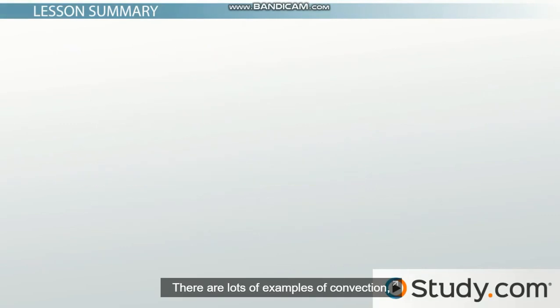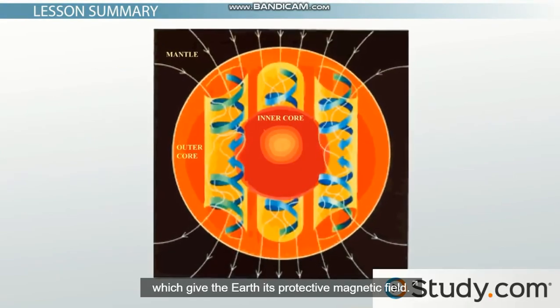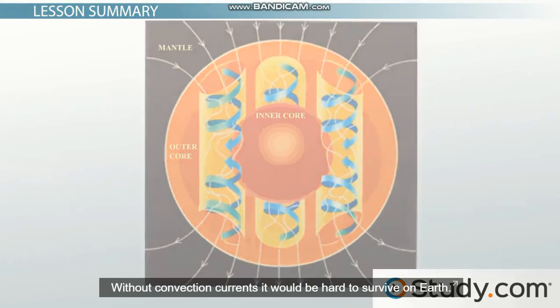There are lots of examples of convection, from the cool breezes at the beach to the convection currents in the Earth's outer core which give the Earth its protective magnetic field. Without convection currents, it will be hard to survive on Earth.